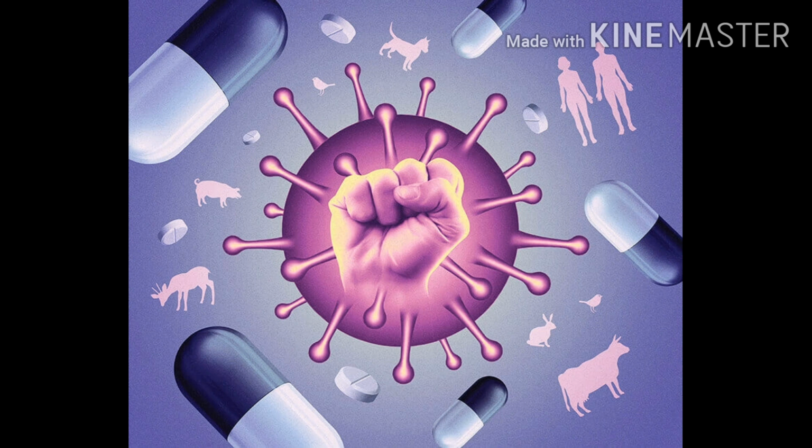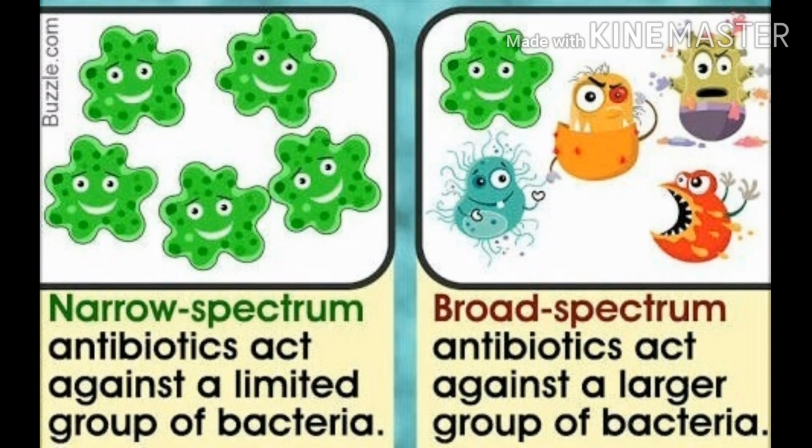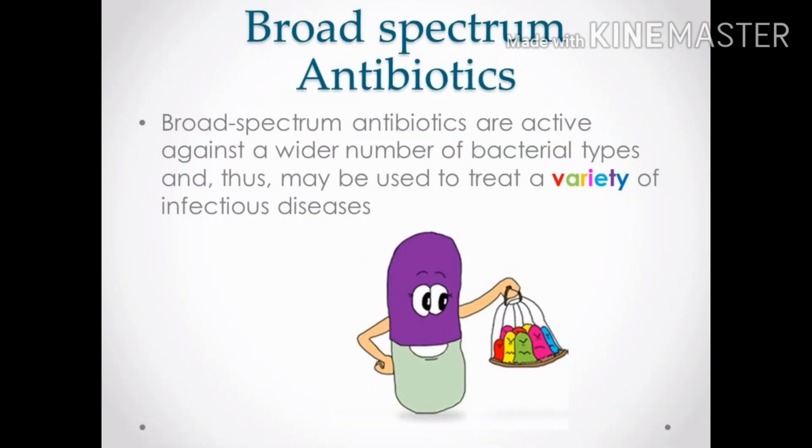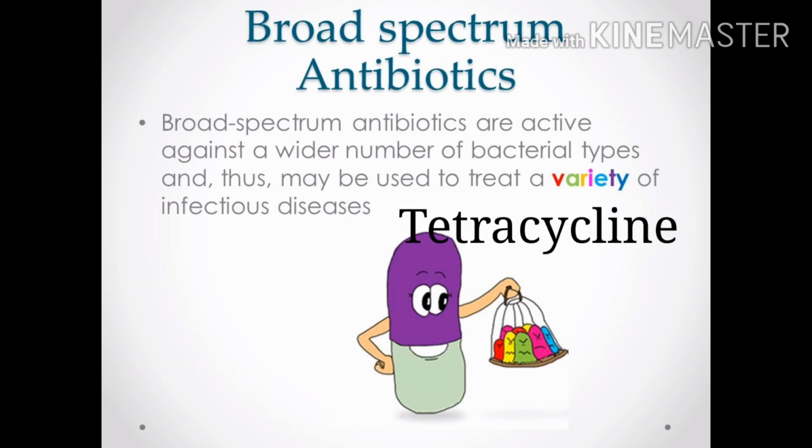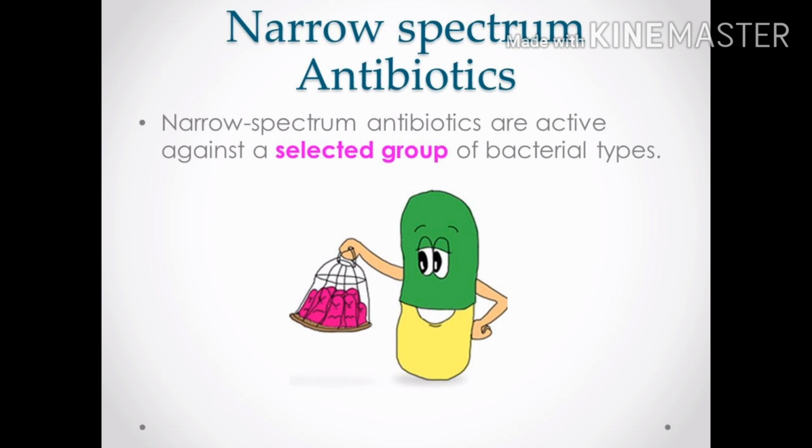Now these antibiotics are of two types, that is broad spectrum antibiotic and narrow spectrum antibiotic. What is meant by broad spectrum antibiotic? The antibiotic which is useful against a variety of bacteria, like ampicillin, amoxicillin, tetracycline, is called broad spectrum antibiotic. While the antibiotic which is useful against only specific microorganisms is called narrow spectrum antibiotic. For example, penicillin, gentamicin and erythromycin.